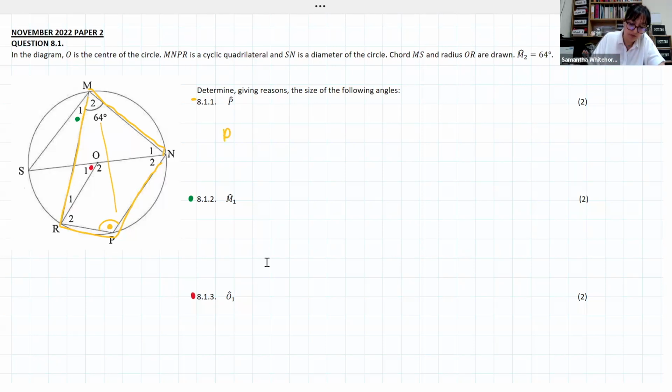So essentially, angle P would be 180 minus 64, which is 116 degrees. And your reason: opposite angles of cyclic quad. I am doubting my math there. Let me just double check. 180 minus 64, 116. Okay, don't have to doubt my math. All right, so that was the first one.